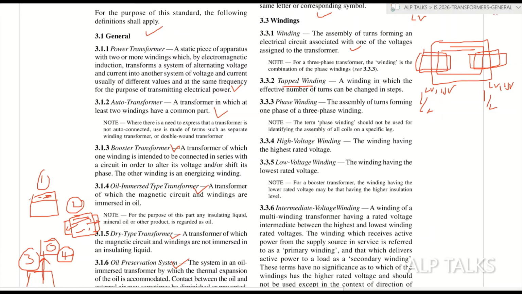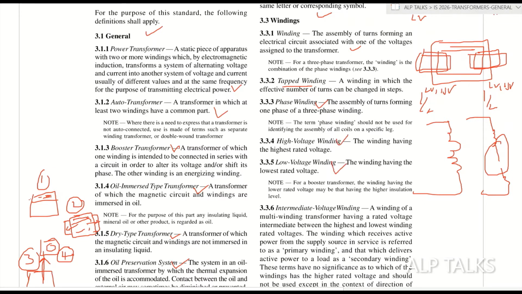A tap winding, for example, say this is the winding like this. Just to take care of voltage variations, what we are doing is adding some extra turns into the circuit. That's the tap winding. Phase winding, that's normal.